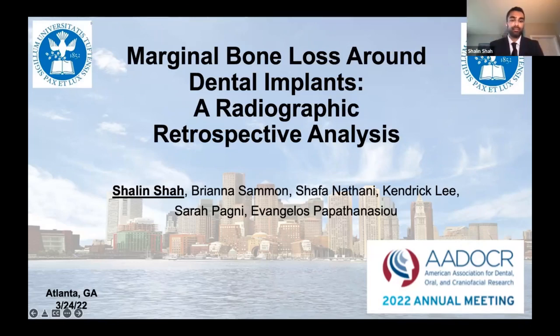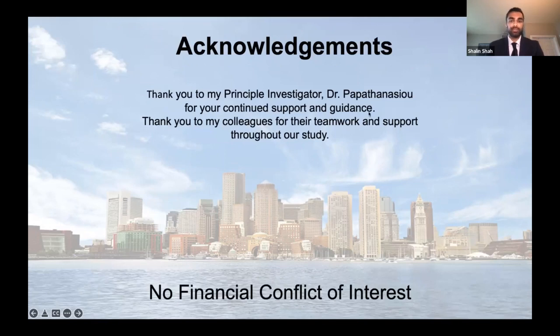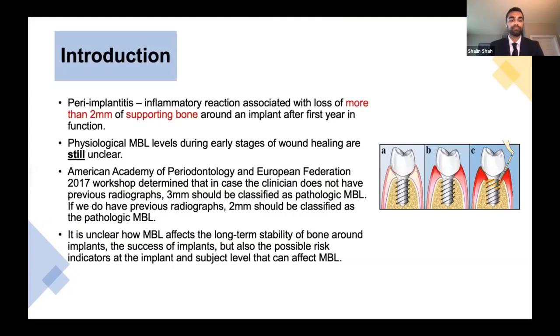My name is Shaolin Shah. I am currently a fourth-year student at Tufts University School of Dental Medicine, and my project is marginal bone loss around dental implants, a radiographic retrospective analysis. I just quickly want to thank Dr. Papathanassiou, my principal investigator, as well as my colleagues for their support throughout the study. And I have no financial conflict of interest to report.